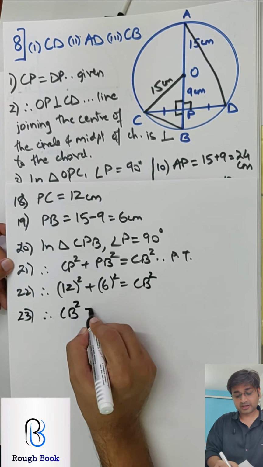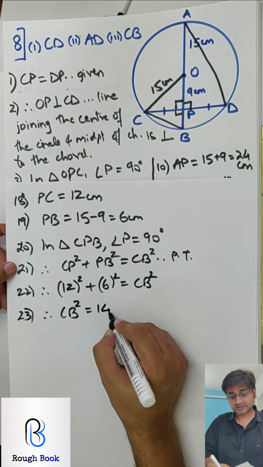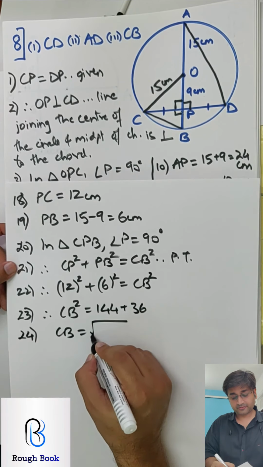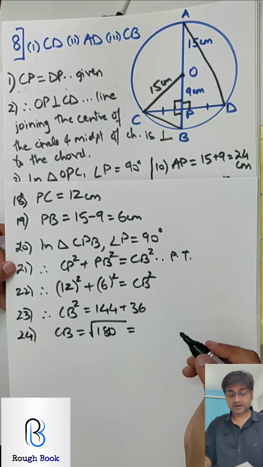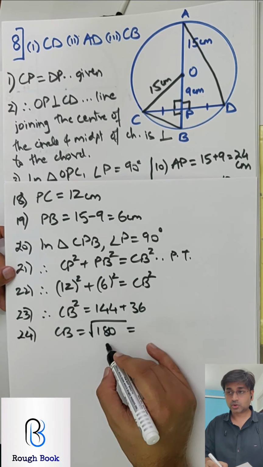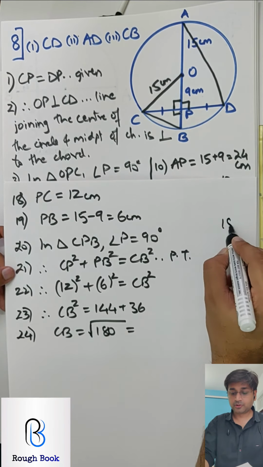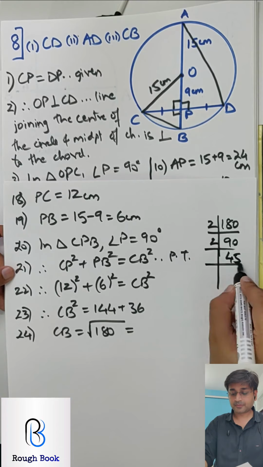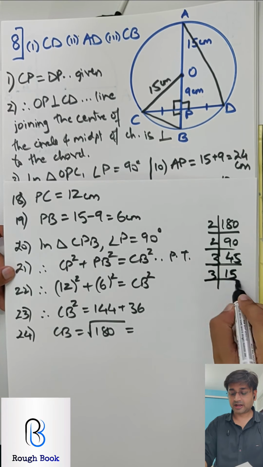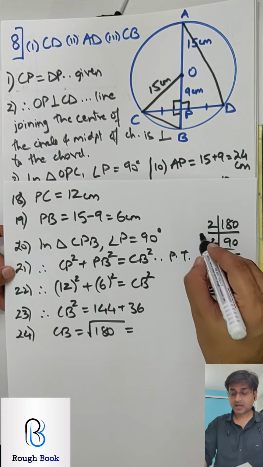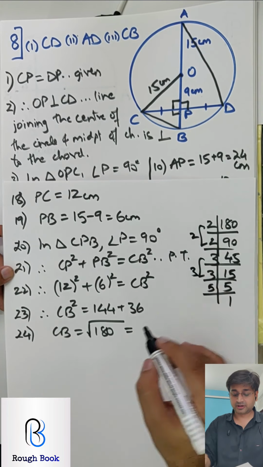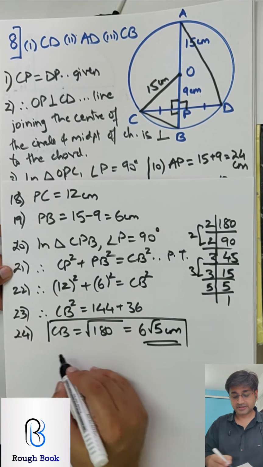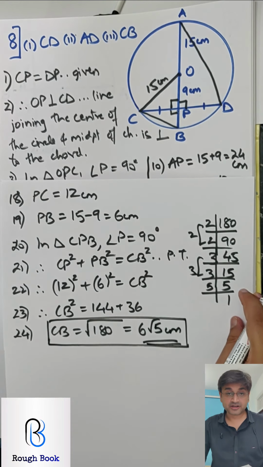So therefore CB square is 144 plus 36, that should be 180. So CB will be root of 180. You can write this again in mixed surd. If you do not know how to get into mixed surds, 2 times 90, 2 times 45, 3 times 15, 3 times 5, and 5 times 1. So this 2 will come out of the root and this 3. 3 2s are 6 and this 5 will stay inside. So that's your last part, BC. Are you managing it now?